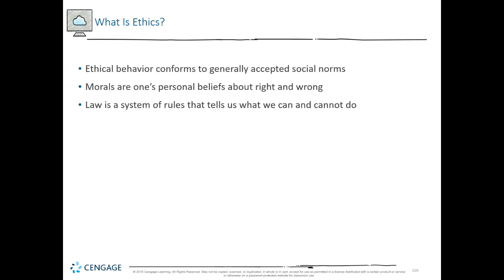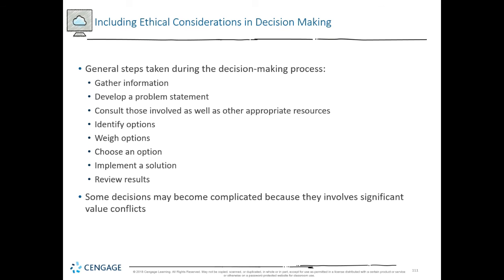Ethical behavior conforms to generally accepted social norms. Morals are one person's beliefs about right and wrong. Law is a system of rules that tell us what we can or cannot do, including ethical considerations in the decision-making. General steps taken during the decision-making process: gather information, develop a problem statement, consult those involved as well as other appropriate resources, identify options, weigh options, choose an option, implement an option, review results. Some decisions may become complicated because they involve significant value conflicts.